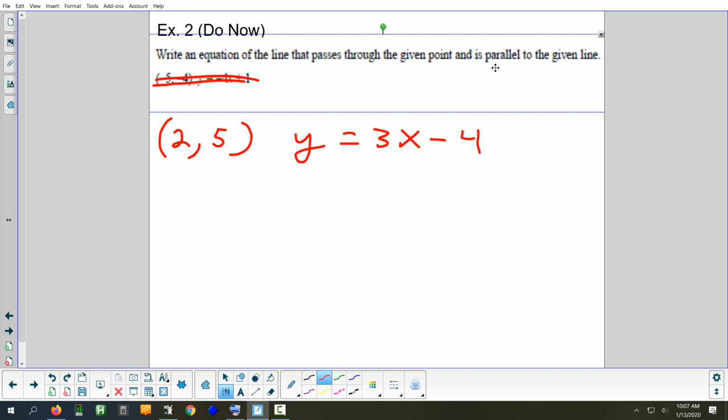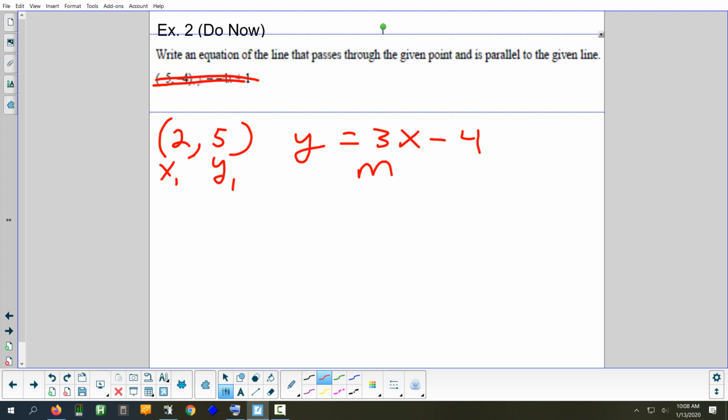Let's label what's what here. What number there is x1? The 2. What number is the y1? 5. What's the last letter I need? I need the m. And which number there is m? 3. Yeah, 3. How about the -4? That's the y-intercept. We're not really going to need that.